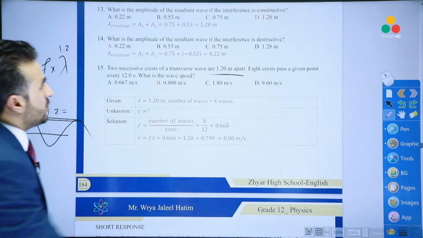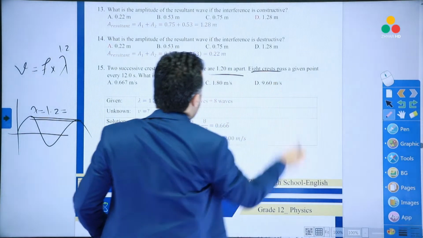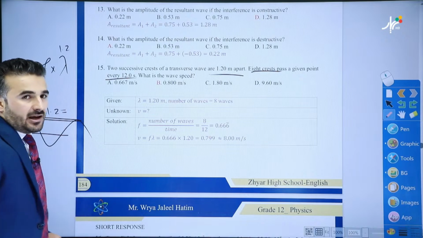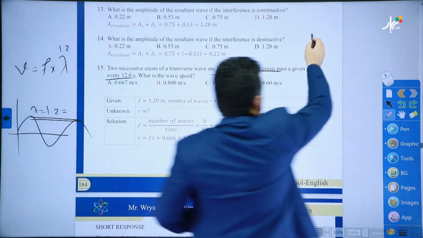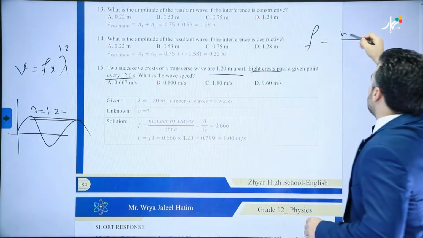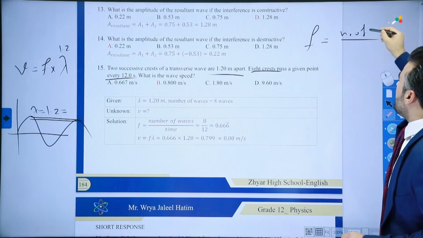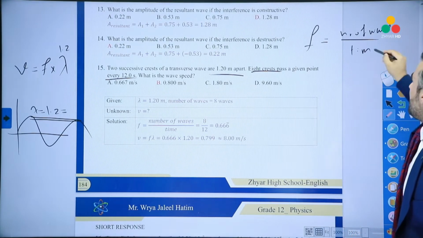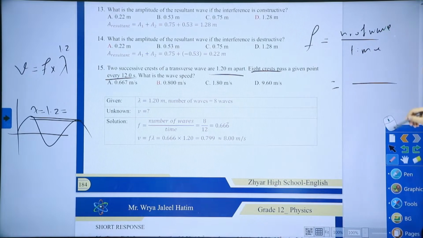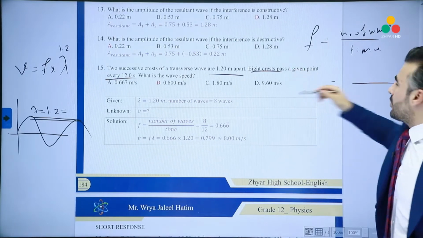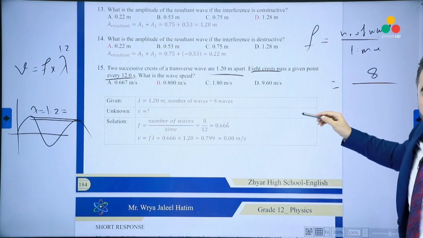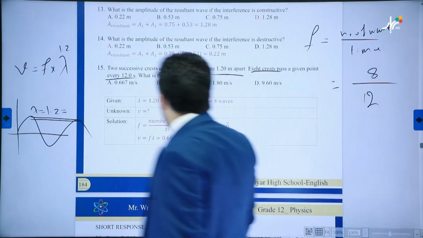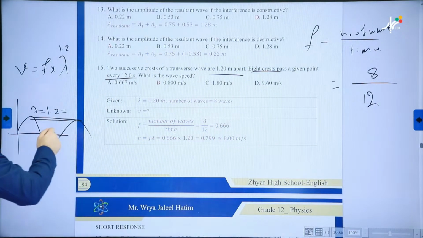the frequency? It says what? 8 crests pass a given point every 12 seconds. So in order to find the frequency, we did learn that frequency equals number of waves divided by the time. Here it says how many crests are passing? 8 crests, so 8 divided by the time in how many seconds? In 12 seconds. So 8 divided by 12, of course we get 0.6, yeah?